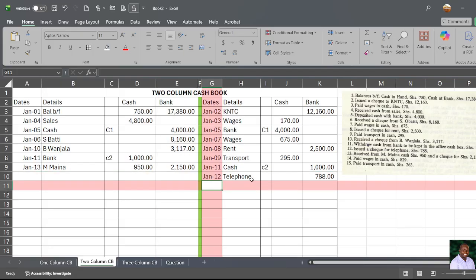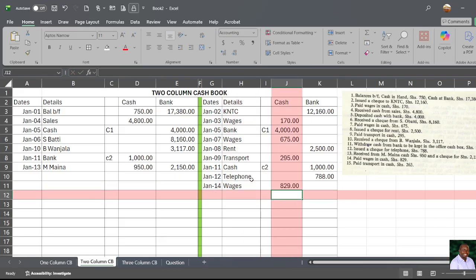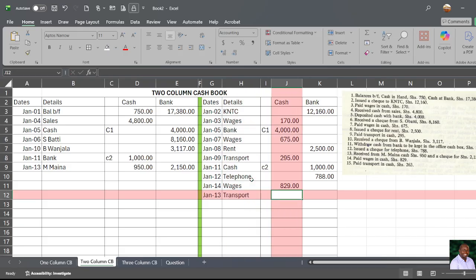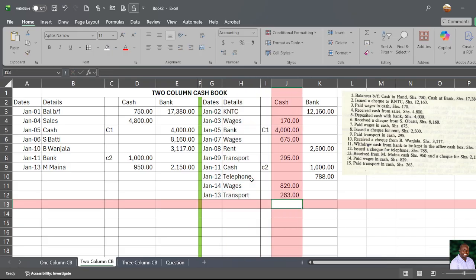Then on the 14th, we are told he paid wages, and he paid wages by cash, and that wages by cash was around 829. And lastly, he paid transport in cash on January 13th. He paid cash transport, and he paid there 263.